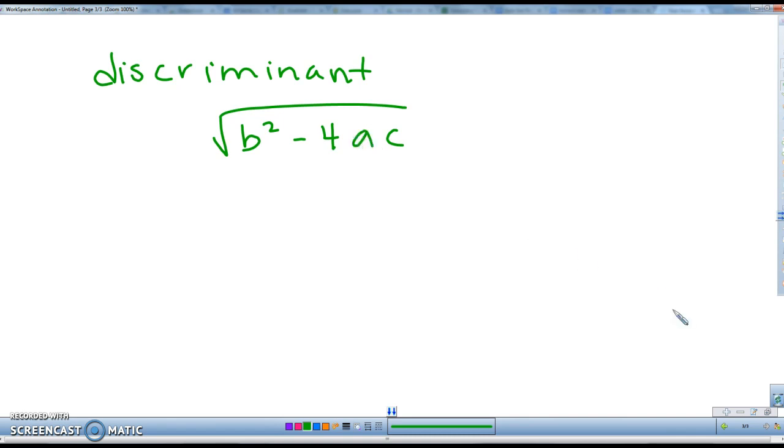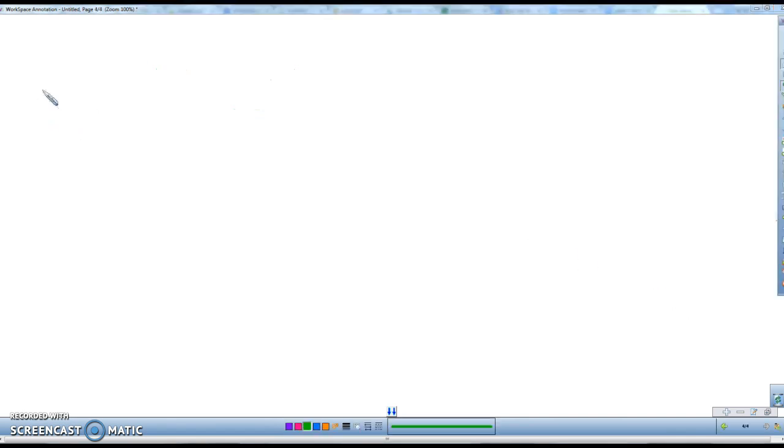Let me go ahead and have you work this last example on your own. Our equation will be 3x squared plus 5x minus 12 equals 0. And I need you to find not just the discriminant, because that'll come naturally, but I need you to find what x equals. So go through the entire quadratic formula process.